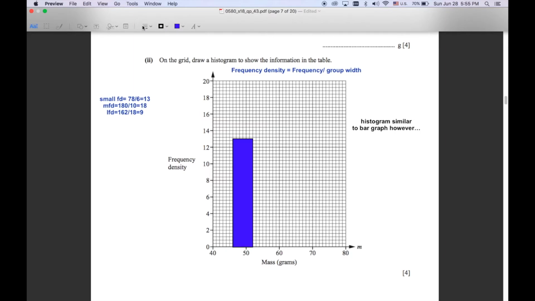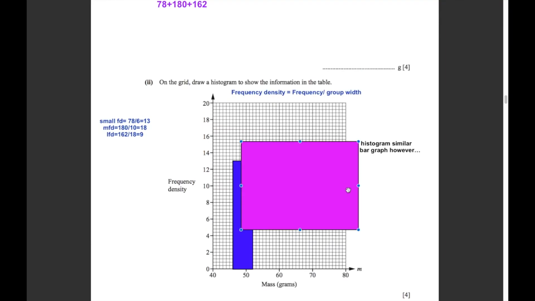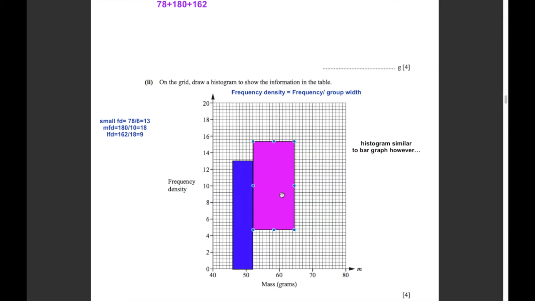Let's continue on to the medium. Okay, so the medium starts at 52, and it ends at 62. Just move this down. 61 and 62. Okay, and the height is 18. So let's go up to 18. There you go.